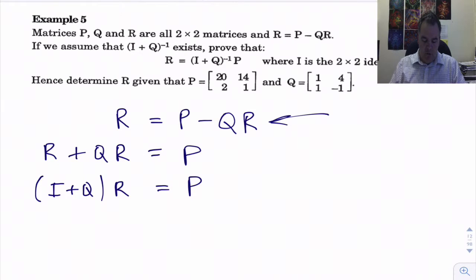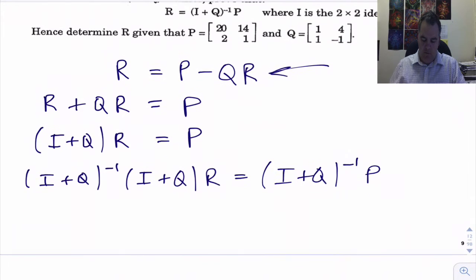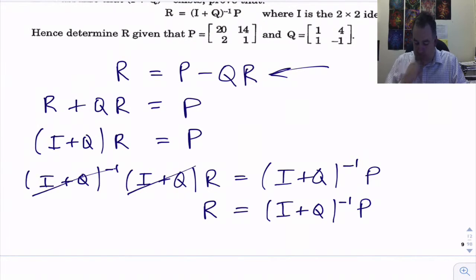Now to get R on its own, what I'm going to do is pre-multiply both sides by the inverse of I plus Q. So it looks like this written out in full. There we go. These cancel out because that's the definition of what the inverse is, to give you the identity. So we're just left with R on its own, equal to I plus Q to the minus 1 times P. And that is exactly what the question asks us to do.